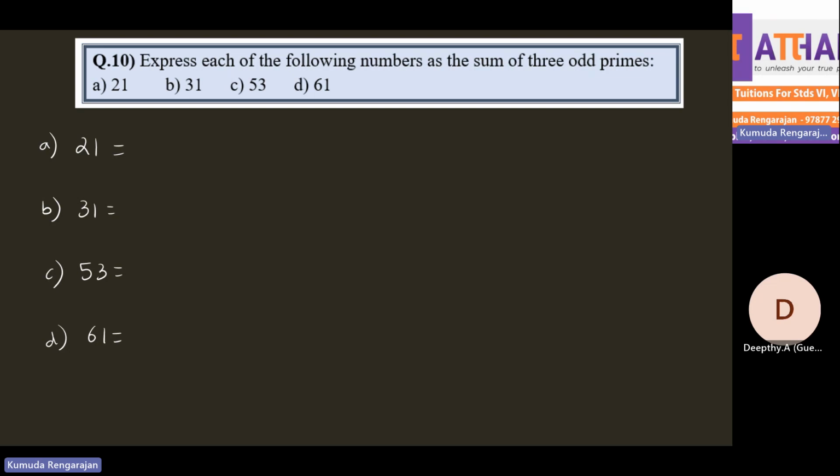For 31: 7 plus 7 plus 7 plus 3 plus 7. 7 plus 4, 7 plus 4, 7 plus. 7, 4, 8, 9, 13.